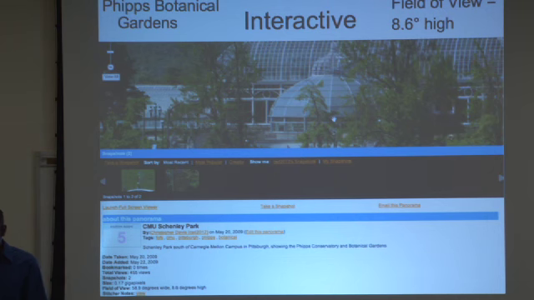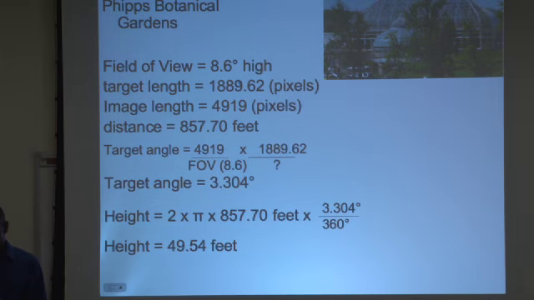And the field of view from the Stitcher notes, which was listed down here, Stitcher notes, 8.6 degrees high. And this I just pulled off the website because I don't even have the data for this image anymore on my computer. So using the calculations, I used the circumference formula, height equals 2 pi times the distance of 857.7 feet times the angle, which was 3.304 over 360 degrees. I came out to a height of 49.54 feet.